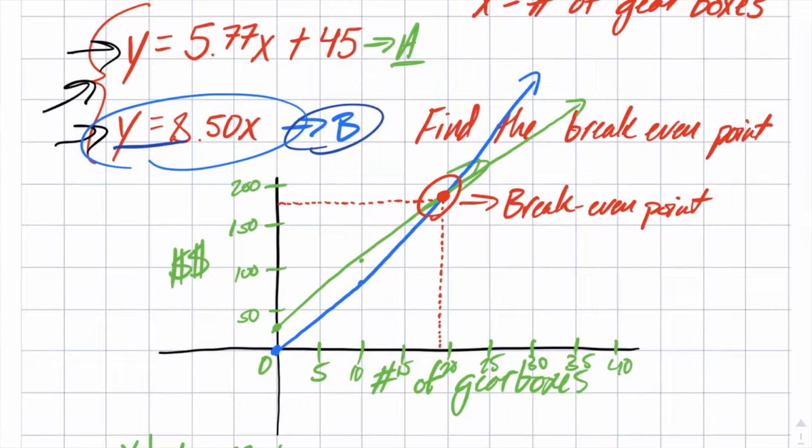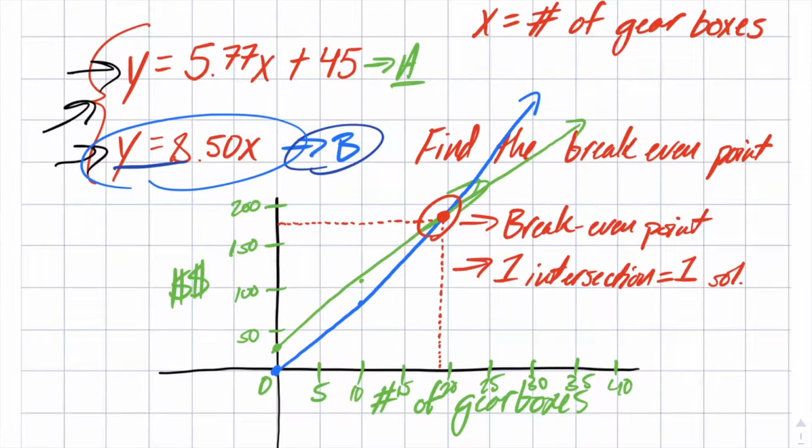That's also when two functions cross, that point of intersection. The intersection is another word for when they cross each other. That is the number of solutions. And in this case, they're only going to cross one time, so it's one solution. One intersection. One solution.